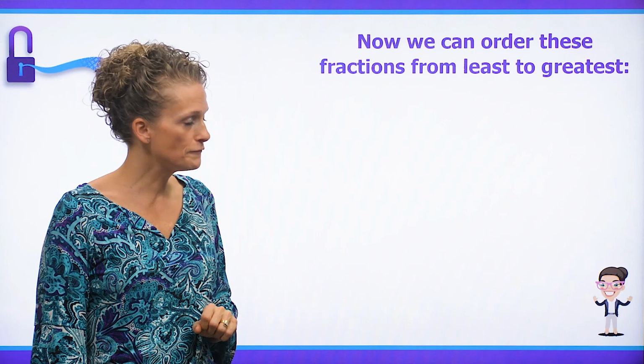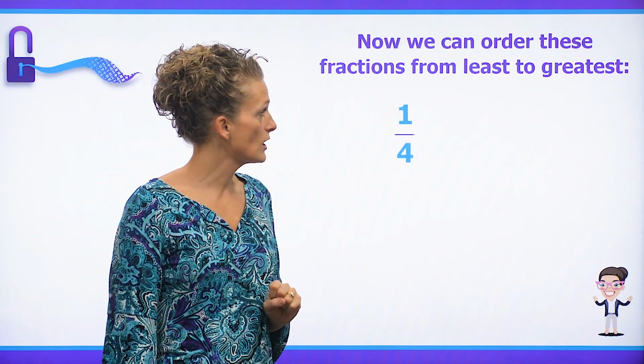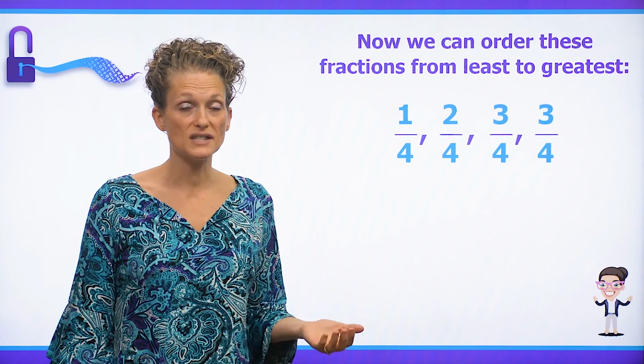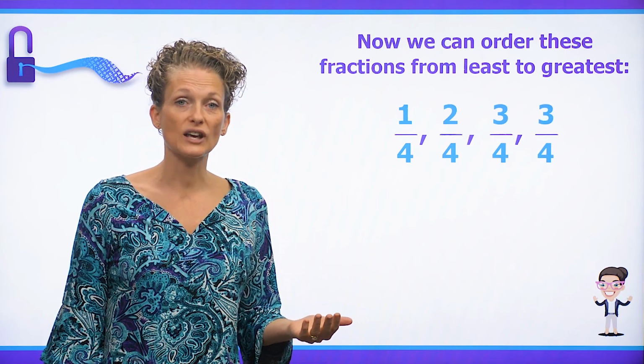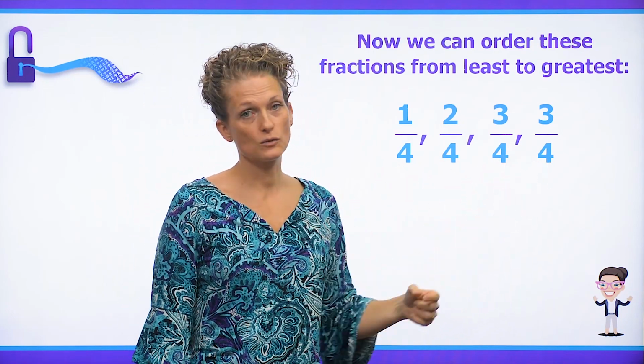So now we have all 4 fractions with the same denominator. All right, so we can order them from least to greatest, because once the denominators are the same, we simply need to look at the numerators. So 1/4, 2/4, and then 3/4 and 3/4.